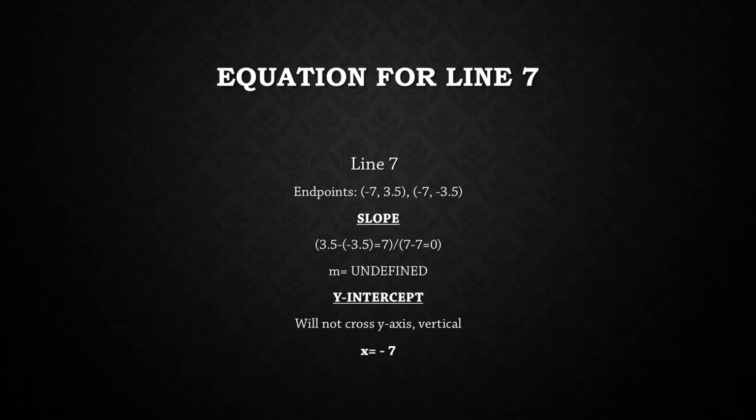For line 7, the endpoints were negative 7, 3.5, and negative 7, negative 3.5. Again, just the opposite form of line 6. But still, the slope is undefined, and the y-intercept is just the opposite of that, so negative 7 instead of 7. But again, since it is a vertical line, there is no y equals mx plus b form for it.